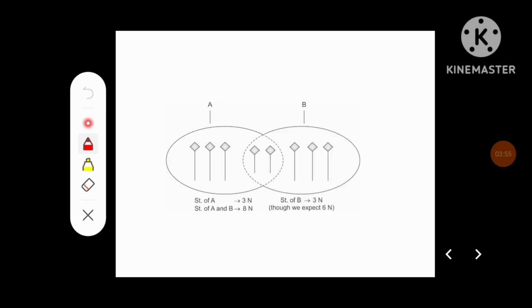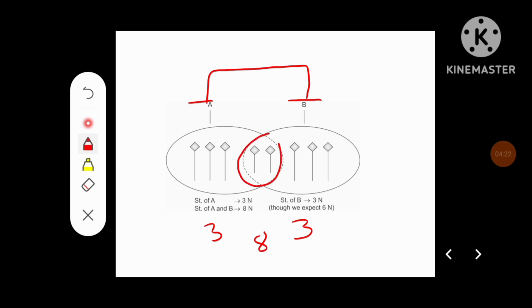For example, when the neurons A and B are stimulated separately, they will be able to produce excitation in 3 neurons each. But when they are stimulated simultaneously, they will be able to excite 8 neurons, which is more than 3 plus 3, that is 6. This occurs because there are some common neurons which are in subliminal fringe.